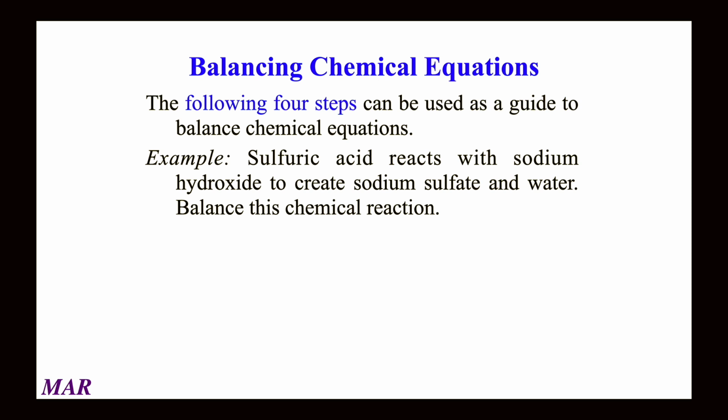Now, sulfuric acid is an acid. It's going to have the H listed first. And if you look back in your notes, it's H2SO4. Sodium hydroxide, sodium is Na. It's Na plus when it's with an ionic compound. Hydroxide, a polyatomic ion, is OH minus. So sodium hydroxide is going to be NaOH.